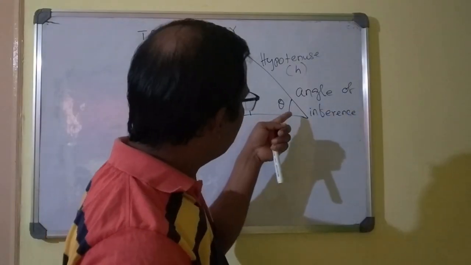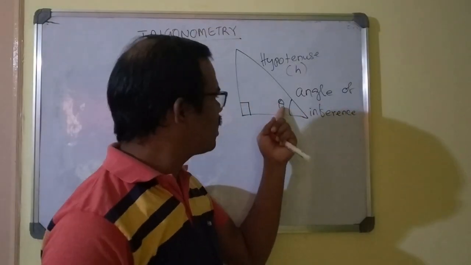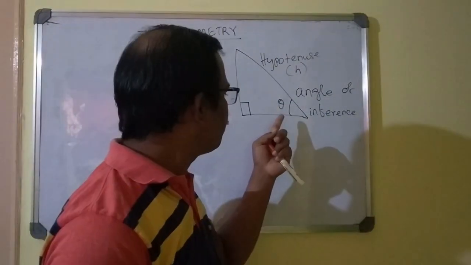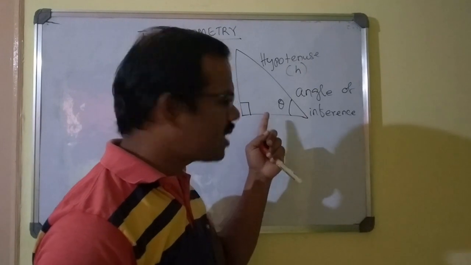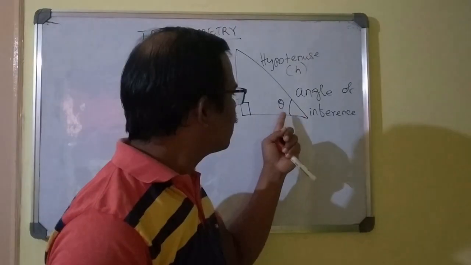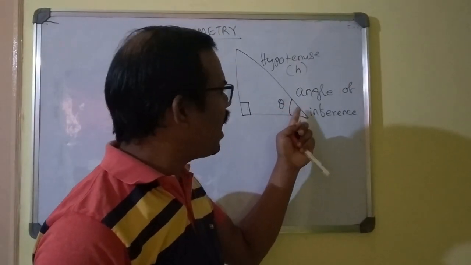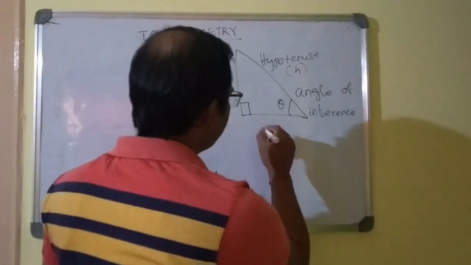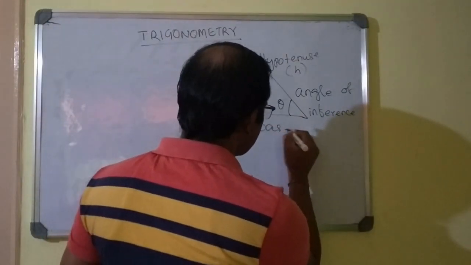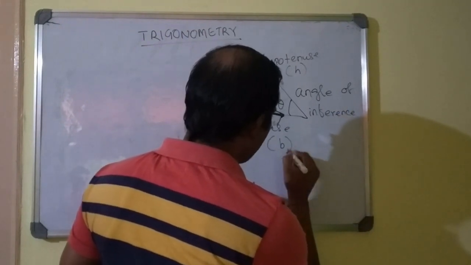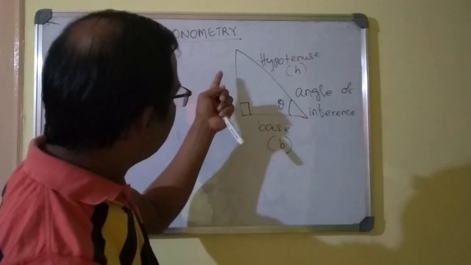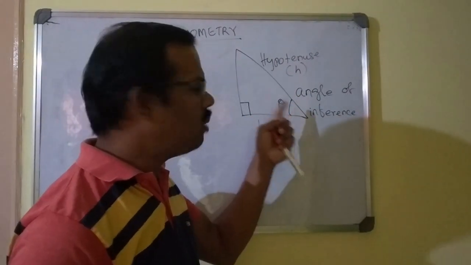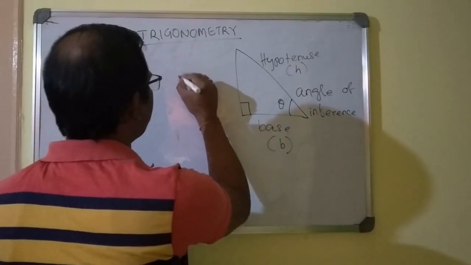Remember, the side that is going to touch this angle of inference will be called the base. The side which is adjacent to the angle of inference will be called the base. It will be denoted by small b. And the side which is opposite to the angle of inference will be called the perpendicular.